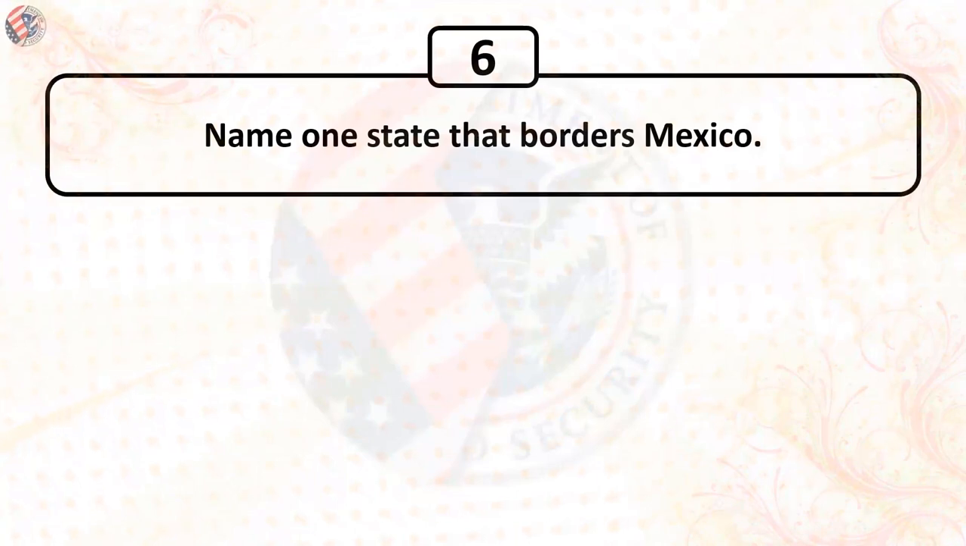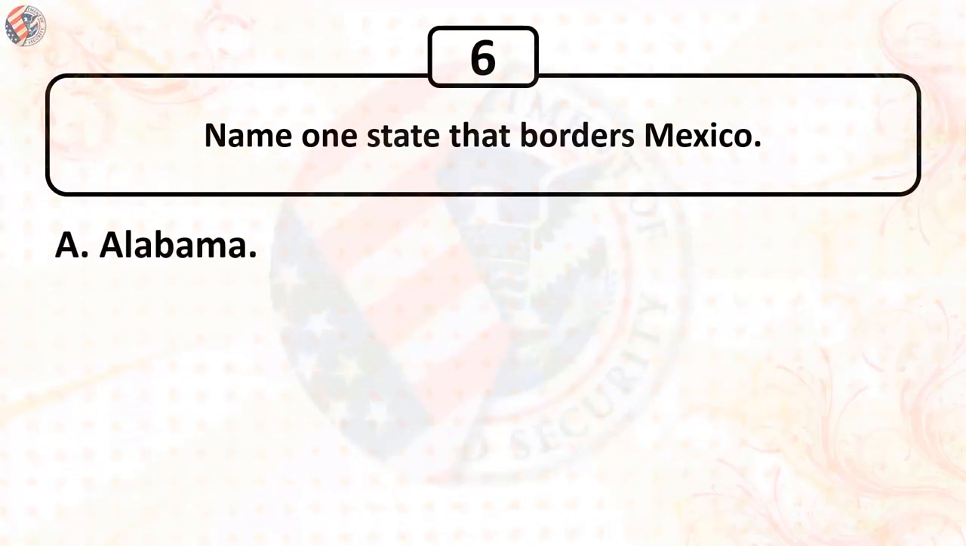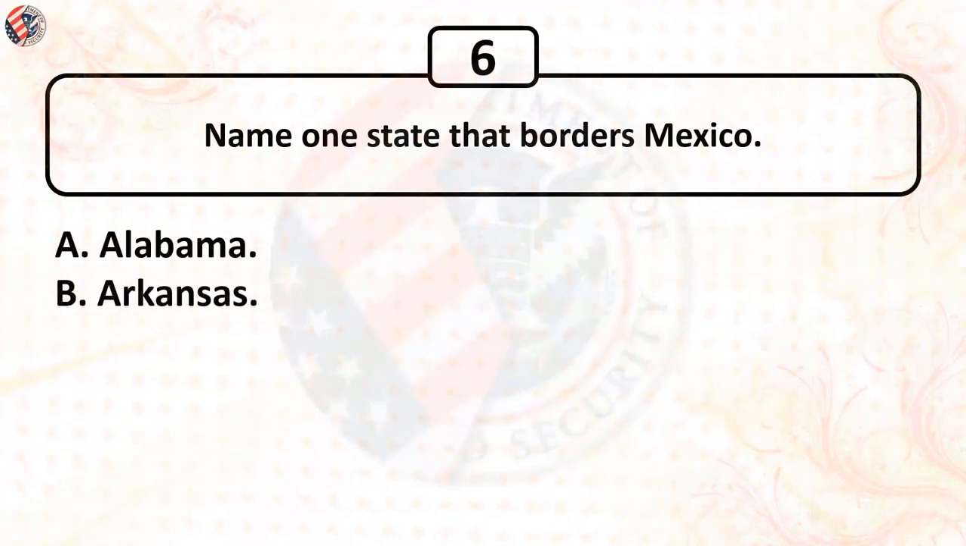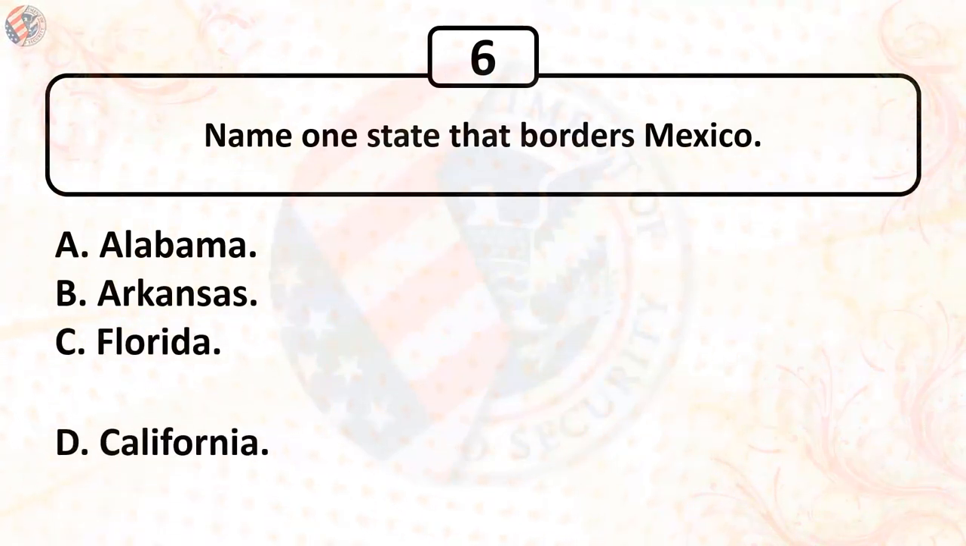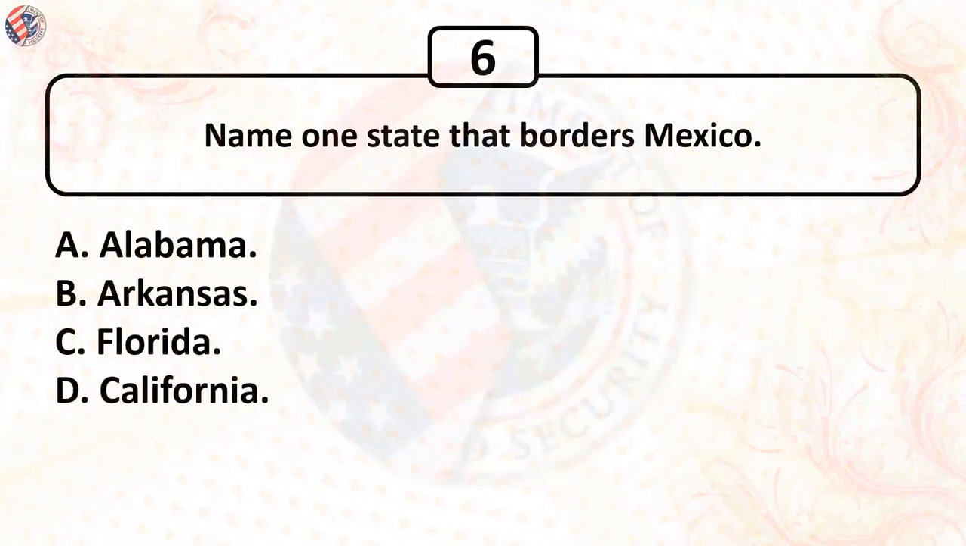Name one state that borders Mexico. A. Alabama. B. Arkansas. C. Florida. D. California.